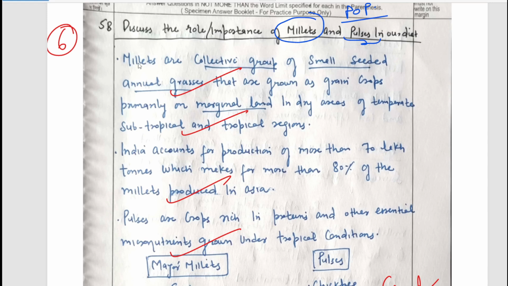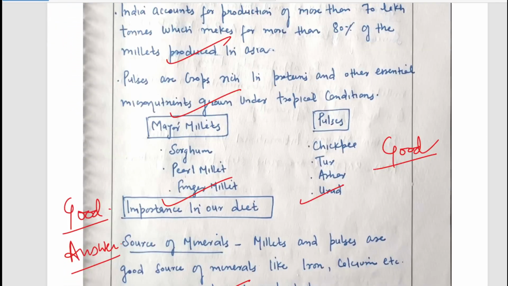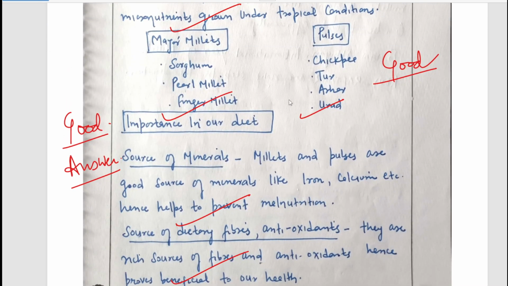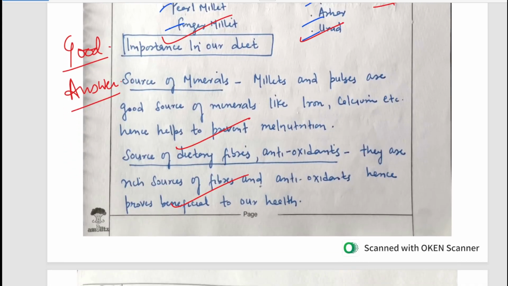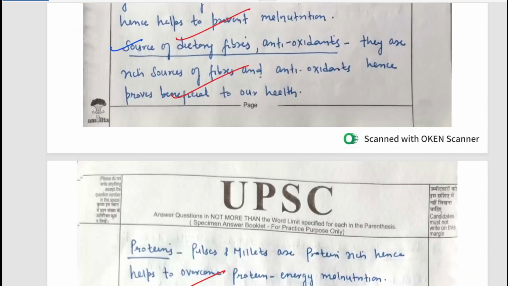We all know what millets are and what pulses are. We can also introduce by stating that the UN had declared 2023 as the International Year of Millets, and I think 2016 as the International Year of Pulses, if I am not mistaken. These are facts which could be added here. Major millets and major pulses have been mentioned: sorghum, pearl millet, finger millet, chickpea, tur, arhar, urad. Their importance in our diet has been mentioned, such as being a source of minerals and dietary fibers. So, a very well written answer.